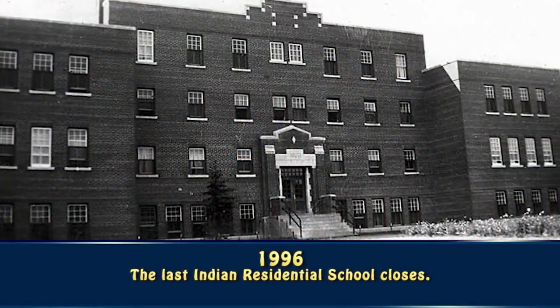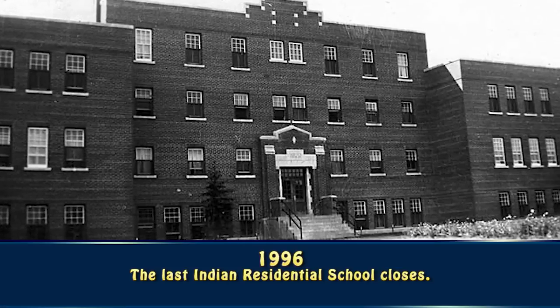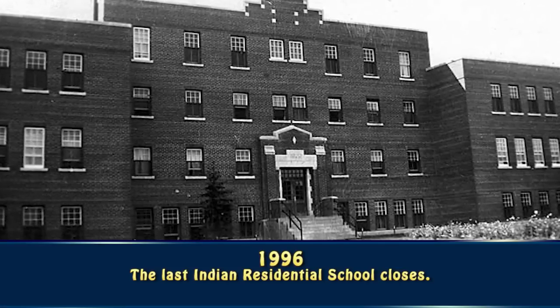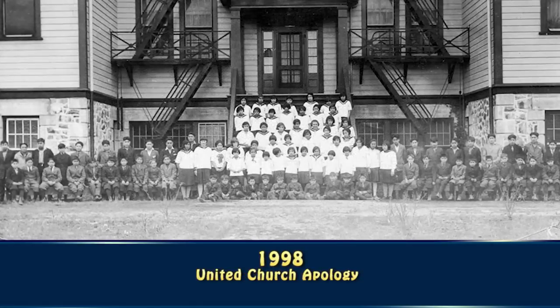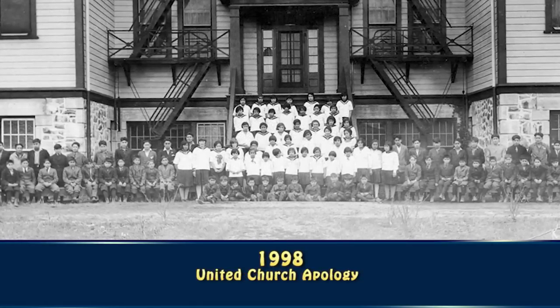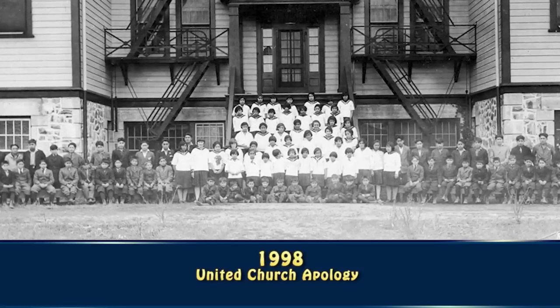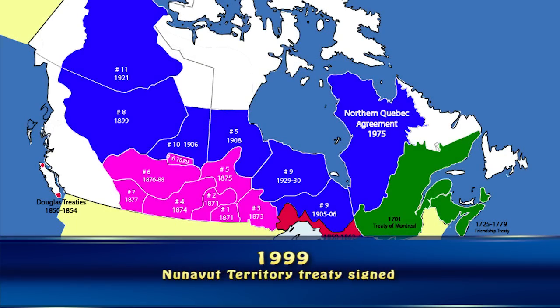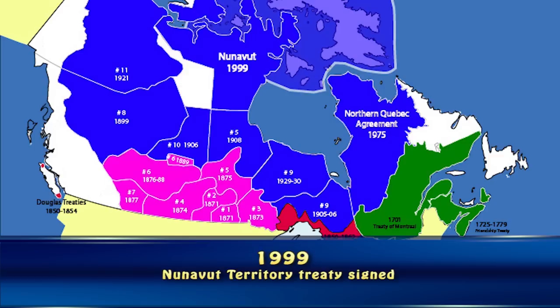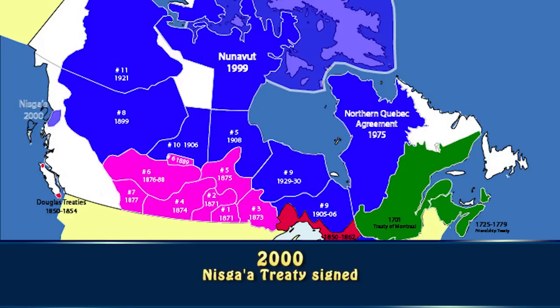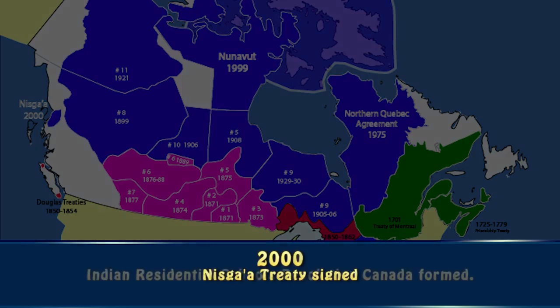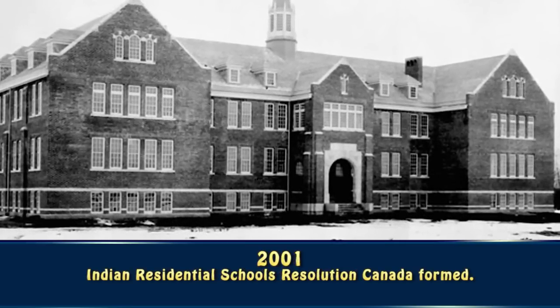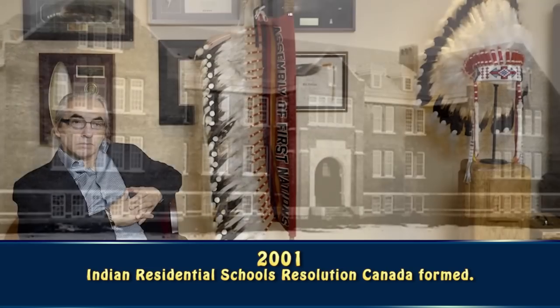The last band-run Indian residential school, Gordon Indian Residential School in Saskatchewan, closes in 1996. The United Church apologizes to former students, their families, and communities for their part in the Indian residential schools system. The territory of Nunavut was formed through treaty negotiations with the Inuit people. In 2000, the Nisga'a Nation of British Columbia signed a treaty with the federal and provincial governments for their land rights. The Aboriginal Healing Foundation is established with funding by the federal government.